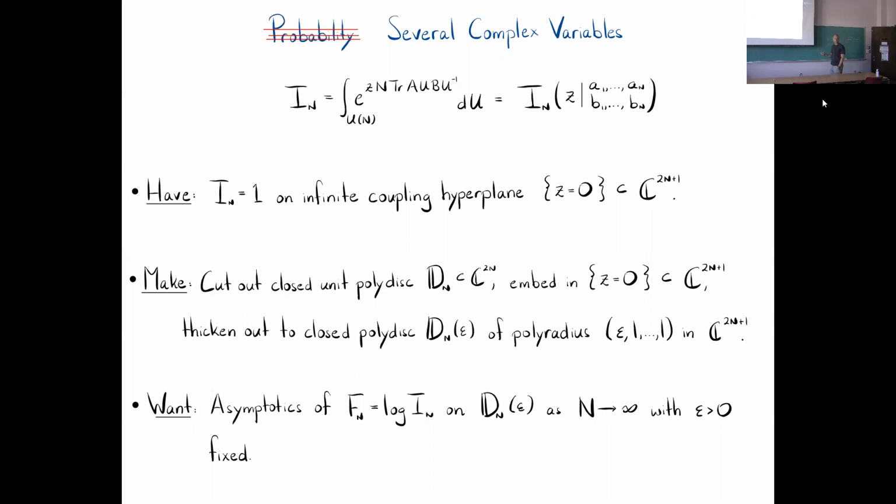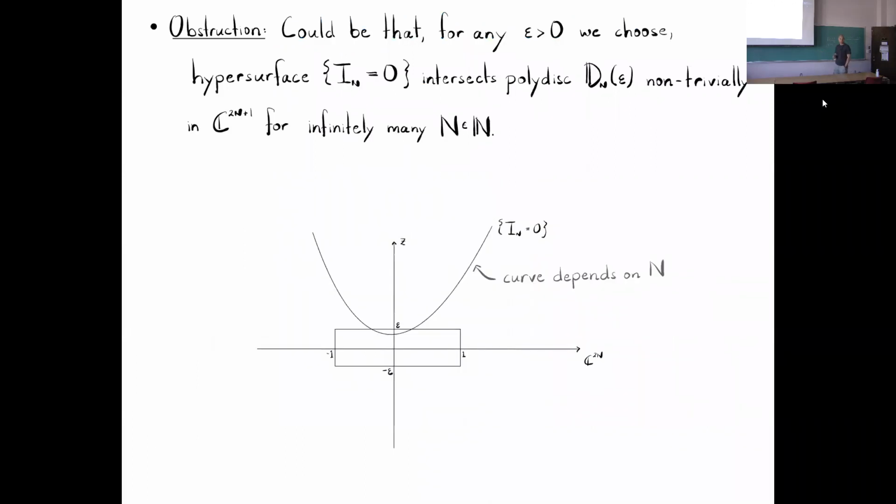If I want to take the logarithm of something, that something had better not be 0, right? So I know that this integral is non-vanishing for real parameters. It's a Boltzmann-Gibbs partition function. I do not know that for arbitrary complex parameters. So I don't know anything about the geometry of the analytic variety cut out by the zeros of this entire function. I have this hypersurface sitting in C^(2n+1), and it's conceivable that for any polydisk I choose, for any epsilon I choose, this hypersurface and this polydisk are going to intersect non-trivially for infinitely many n and N, in which case this conjecture could not possibly be true. I just cannot take the logarithm in any kind of a stable way.